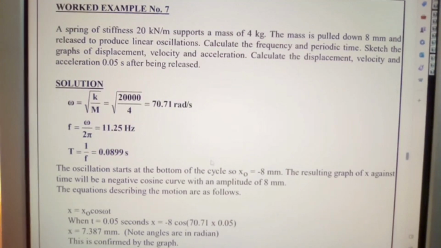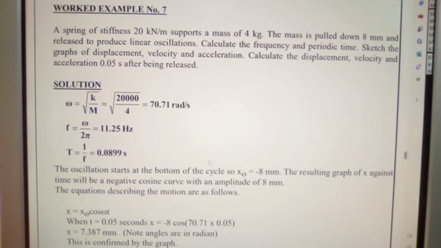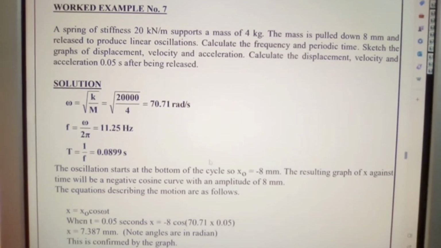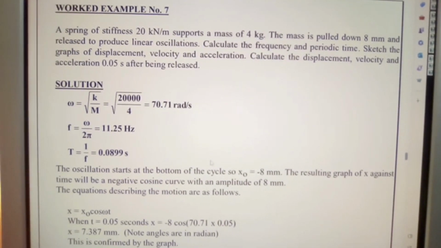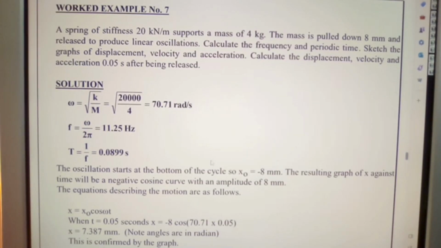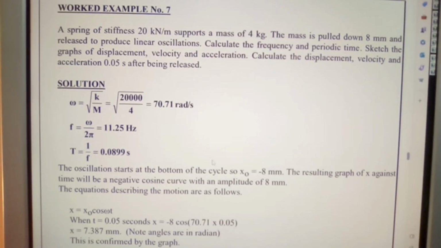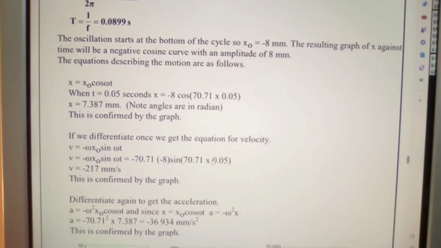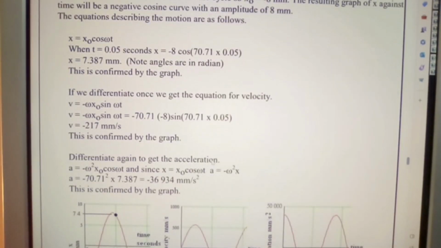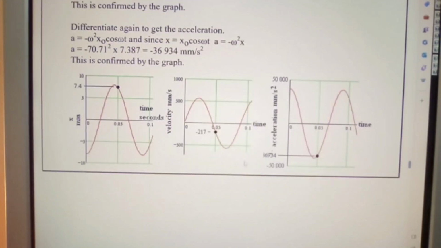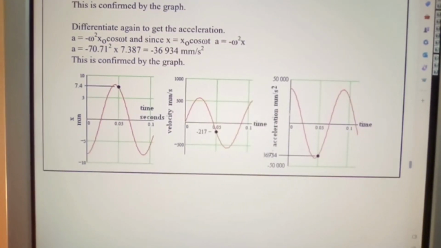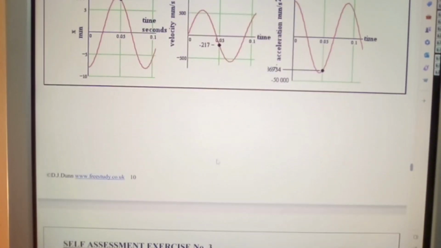And work example number 7. I don't need to read this out again. Okay, that looks good. Right, okay. That's for you to deal with and to take on, and to make sure that we have the right concepts of it.